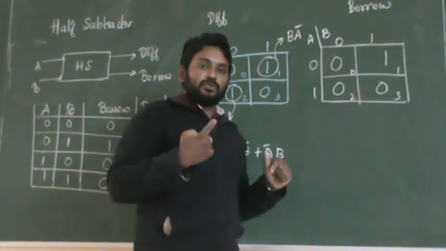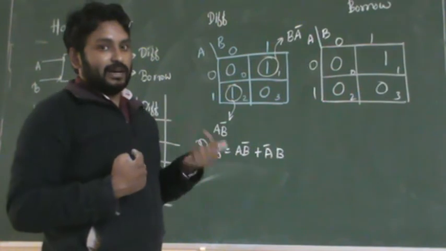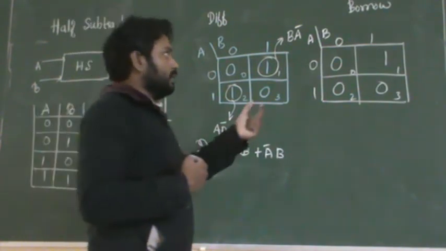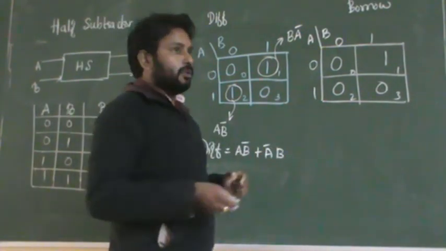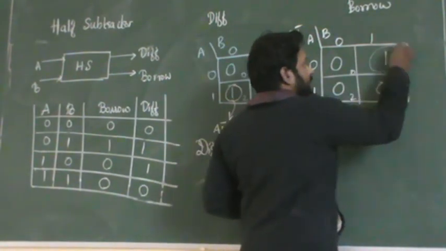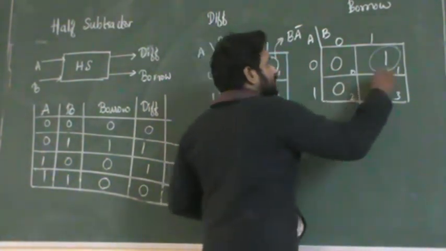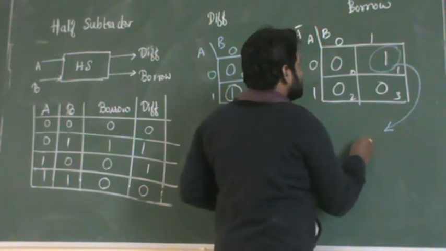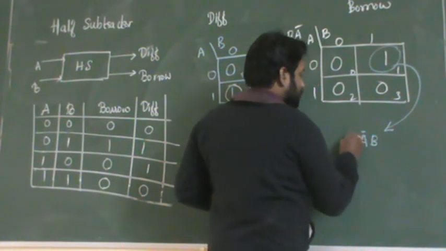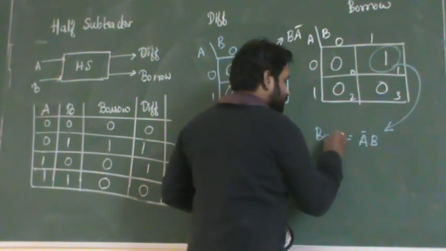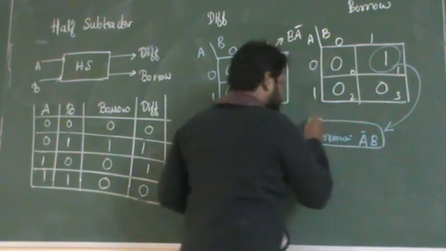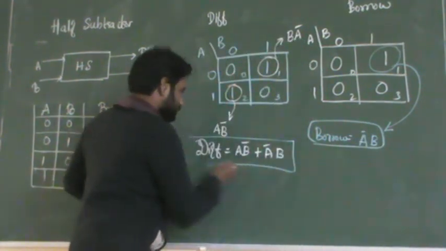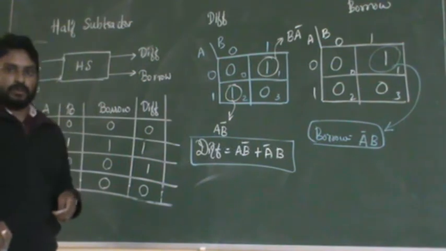Carry was what? What is the expression for carry in the half adder? It is AB. Now we are getting the expression for borrow. Here you will be getting only a single group, and what is the expression for that group? It is A bar into B. So this is your borrow.